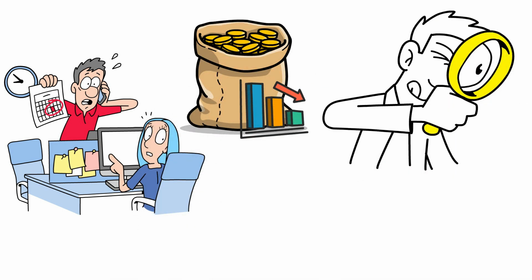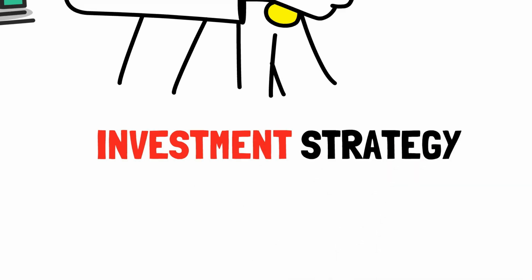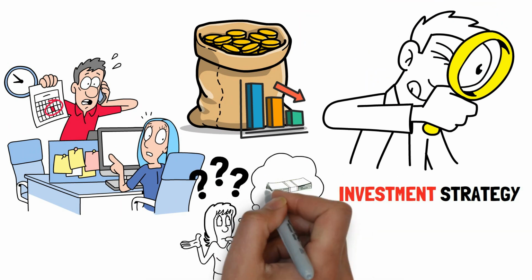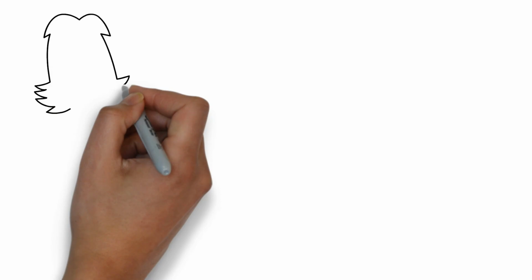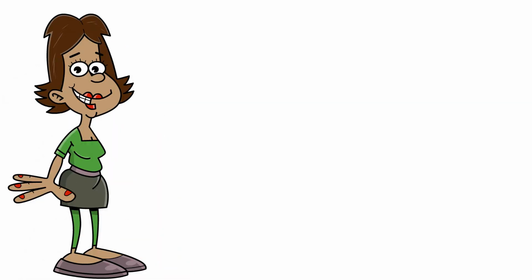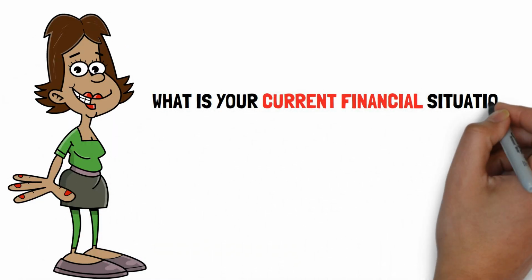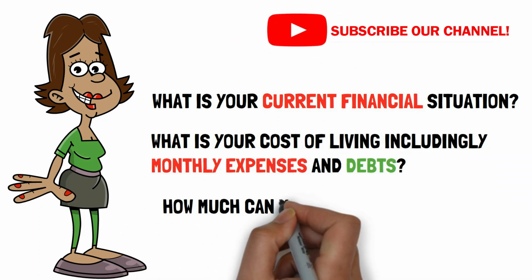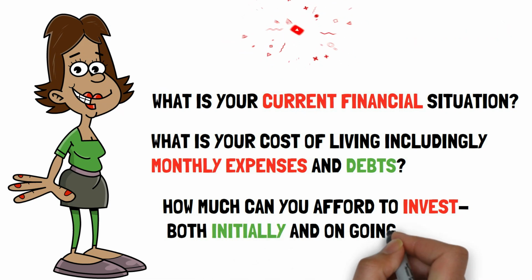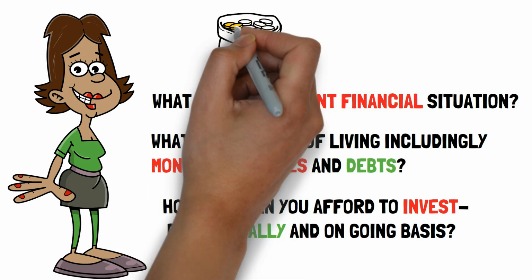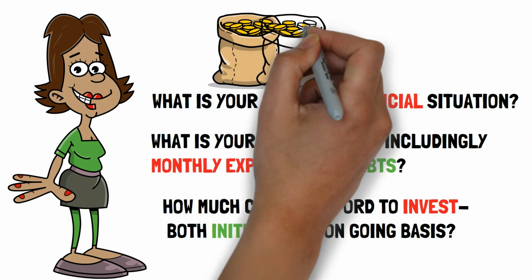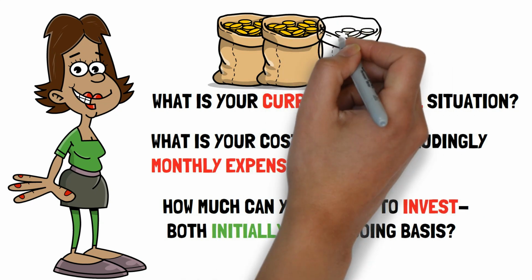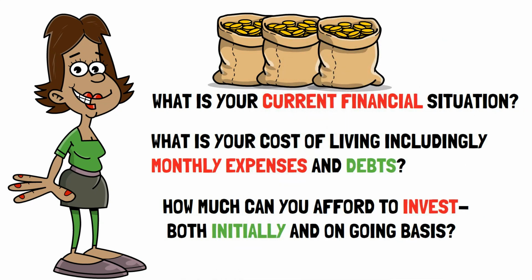Before you begin to research your investment strategy, it's important to gather some basic information about your financial situation. Ask yourself these key questions. What is your current financial situation? What is your cost of living including monthly expenses and debts? How much can you afford to invest, both initially and on an ongoing basis? Make sure you can afford to invest before you actually start putting money away. Prioritize your current obligations before setting money aside for the future.